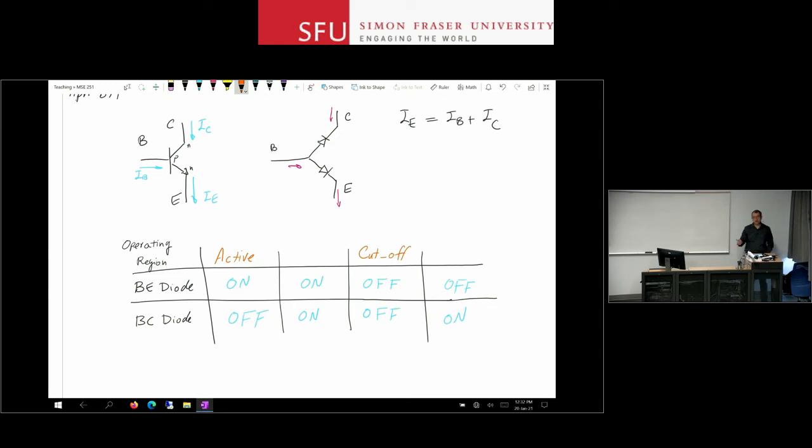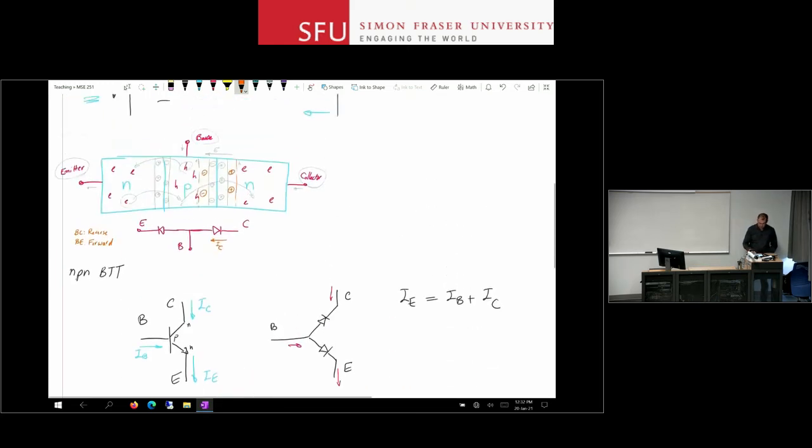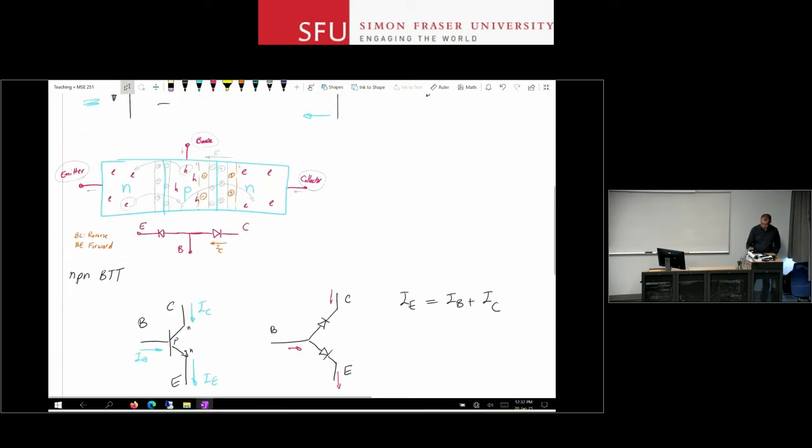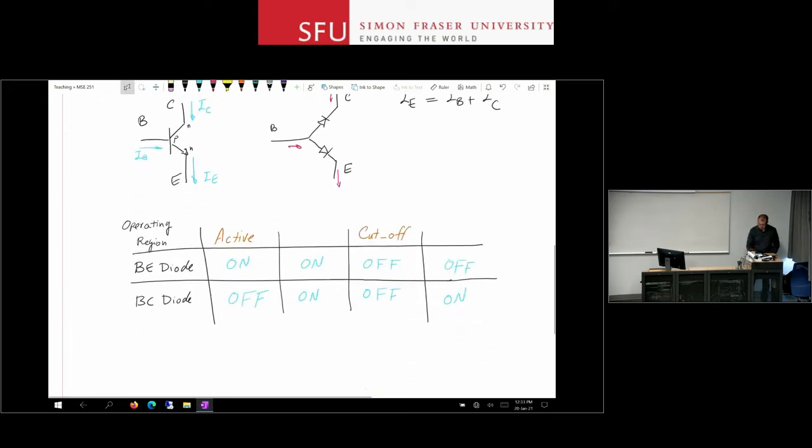If both diodes are on, I have a diode on the base-emitter side that is injecting a lot of electrons into the base. I have a diode on the base-collector side that is also injecting a lot of electrons into the base. So it is the opposite of what I had for the active region. Both of them are on, both injecting current into the base. Some of that will be used inside the base during recombination, but a lot of it will show up in the base as an extra current. We call this the saturation region.